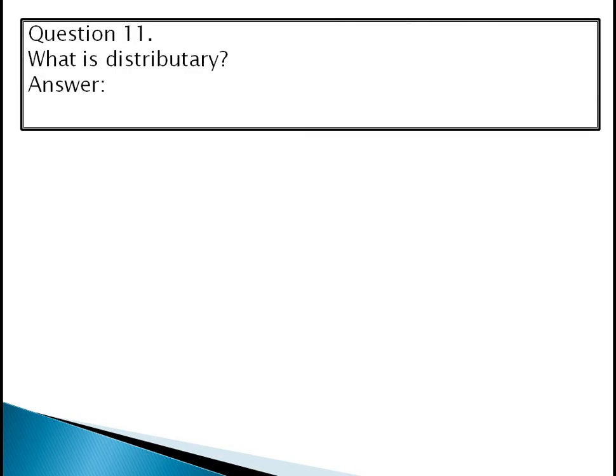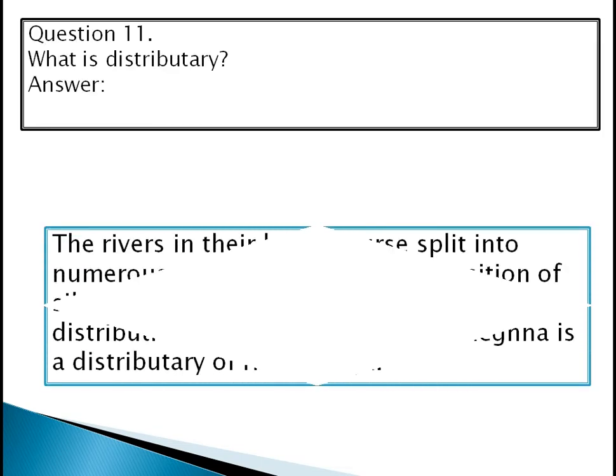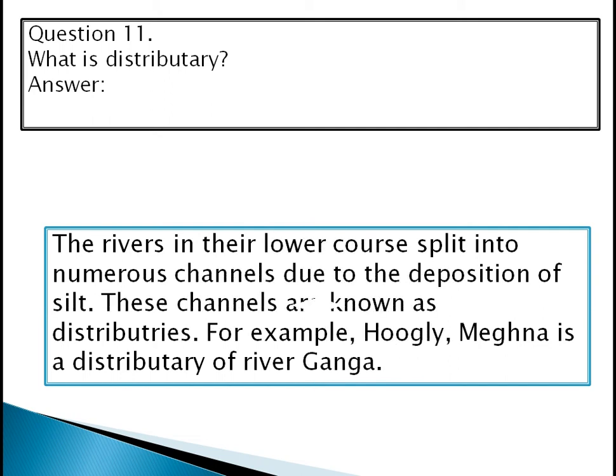Moving toward the next question. What are distributaries? The answer is here. The river in the lower course splits into numerous channels, into 2, 3, 4 like that, and due to the depositional work they split, and these channels are known as distributaries. For example, Hooghly and Meghna are distributaries of the river Ganga.